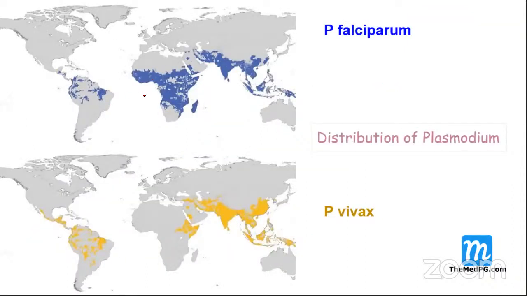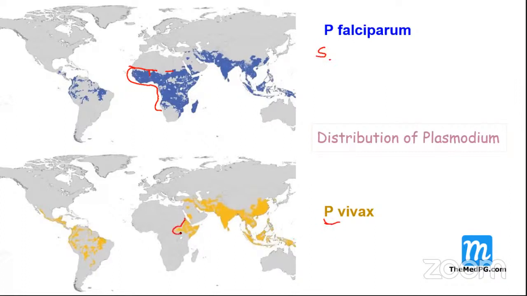Coming to the geographic distribution of Plasmodium vivax and Plasmodium falciparum. Very important, what you can observe over here: Plasmodium falciparum, the distribution is more commonly seen in the sub-Saharan region. If you see, this is the Saharan area. Sub means below the Saharan area. The entire part of Africa is affected with Plasmodium falciparum. So the sub-Saharan area is the hallmark for the geographic distribution of Plasmodium falciparum.